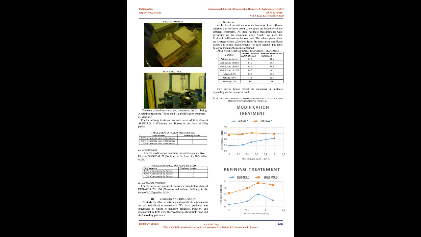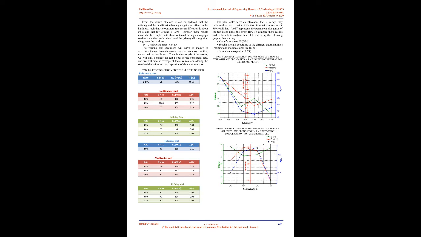Fig. 1, Metal Heating Furnace. The test pieces are cast in sand molds, produced by the PEP set process, comprising 5 test pieces, and in a shell mold, comprising 4 test pieces. To make the molds, we mix the sand with 0.5% phenolic resin relative to the sand mass, 4% catalyst, and finally 0.5% isocyanate resin. The tests carried out are on 2 treatments, the first being a refining treatment.